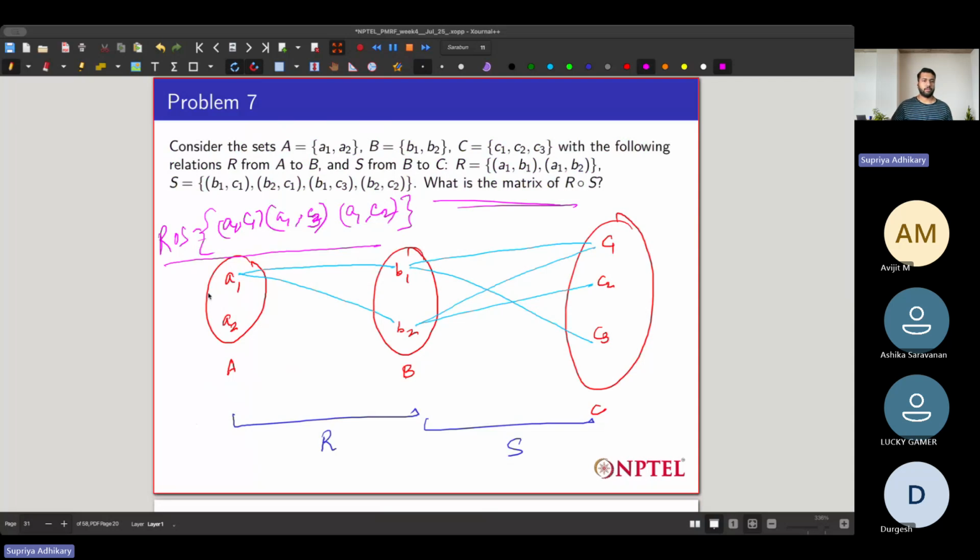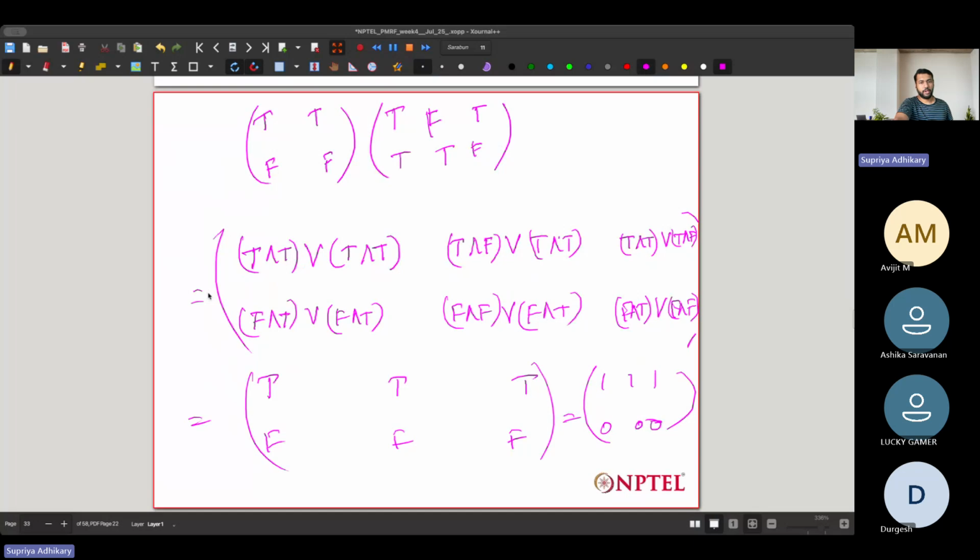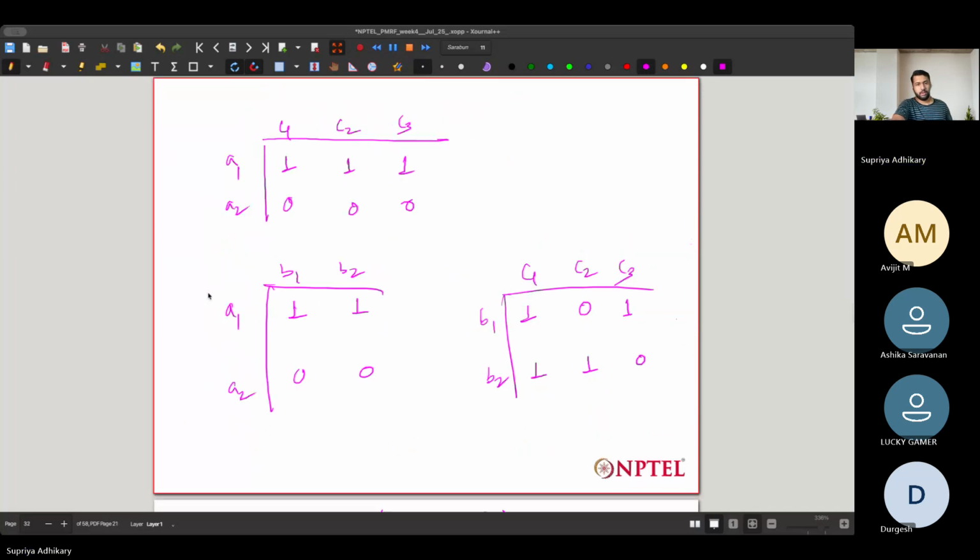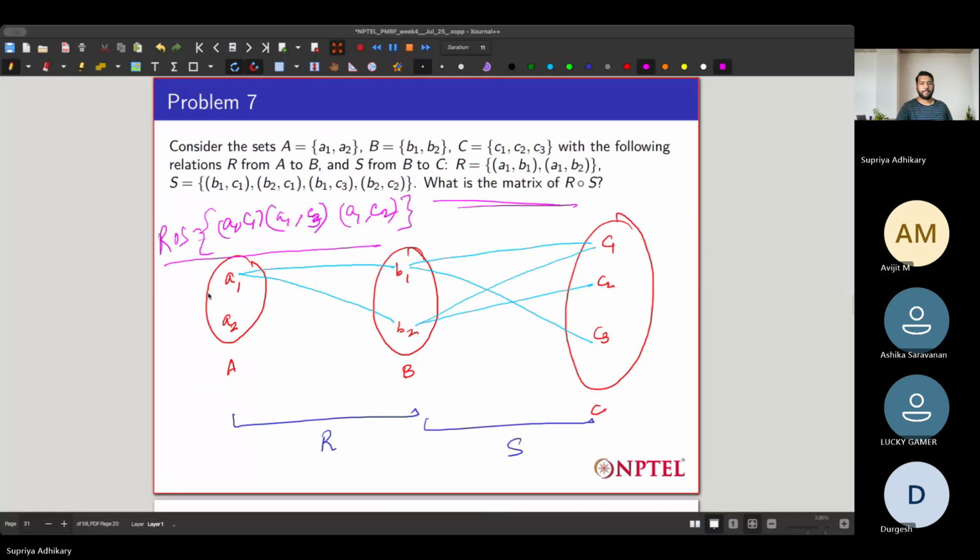So in order to find R composition S, what we can do is that we can find the relational matrix corresponding to R and S, and then we can just straight up multiply them together. And the multiplication is a little different. It is not normal multiplication, but rather it's logical operations instead of the standard addition and multiplication. Okay. So that is how we can find the R composition S.